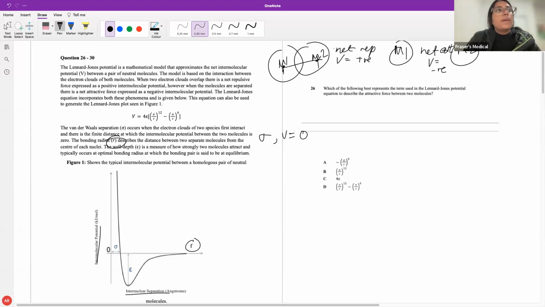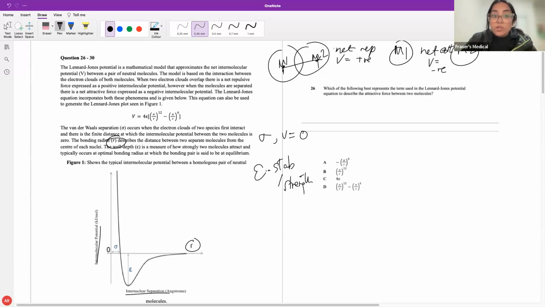Okay, sure. The well depth is a measure of how strongly two molecules attract and is typically at the optimal bonding radius, at which the bonding pair is said to be at equilibrium. Sure. So well depth is a measure of stability, or strength. Cool. I've finished reading my stem. So it's taken me about 2 minutes and 15 seconds, all right?